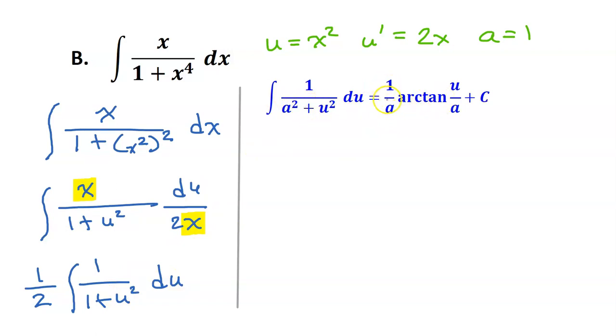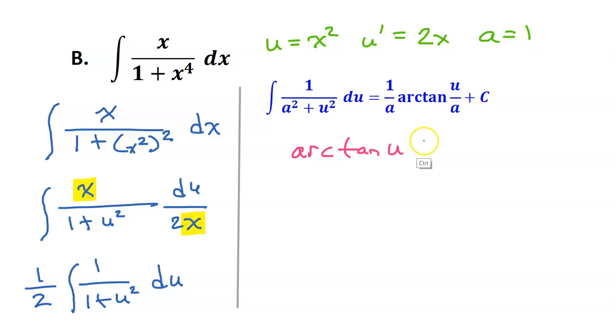So let's use this to integrate. I see a 1 over a in the front. So normally I would write 1 over a, but a is 1. So that would be 1 over 1. I don't need that. That's silly. So I'm going to move on to arctangent u over a. But this time I won't be fooled. Arctangent of u over a. A is 1, so it's just going to be u.